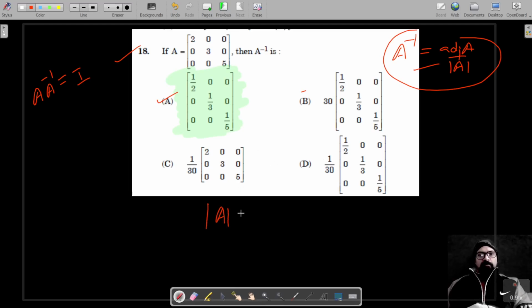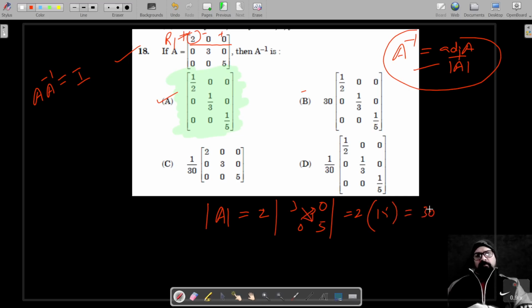First of all, let's find the determinant of A. We can find that by expanding the matrix along row R1. Let's assign signs: positive, negative, positive. It's just 2, so removing the row and the column for 2, we are left with 3005, which gives 2 into 5 threes are 15, which is equal to 30.